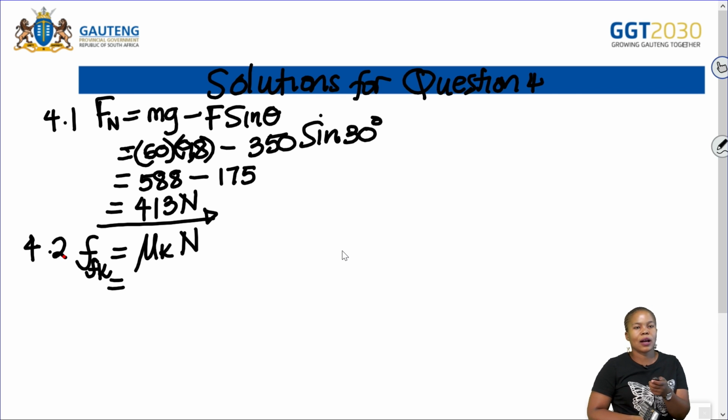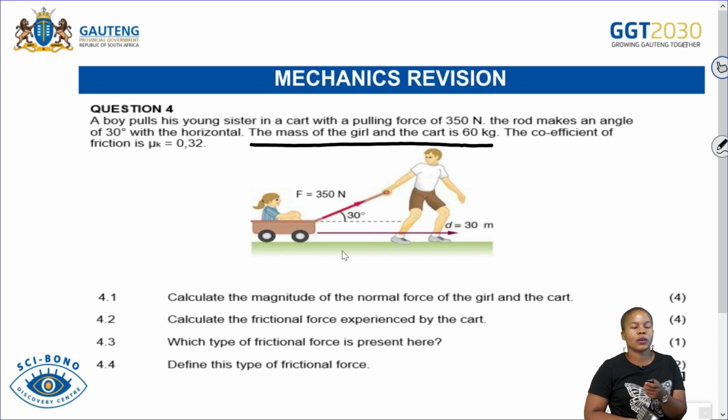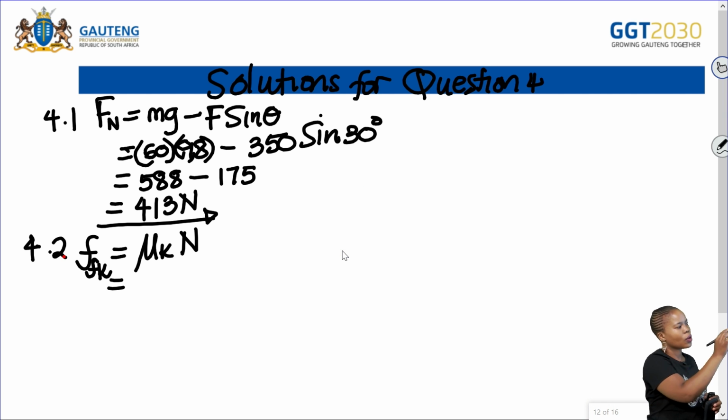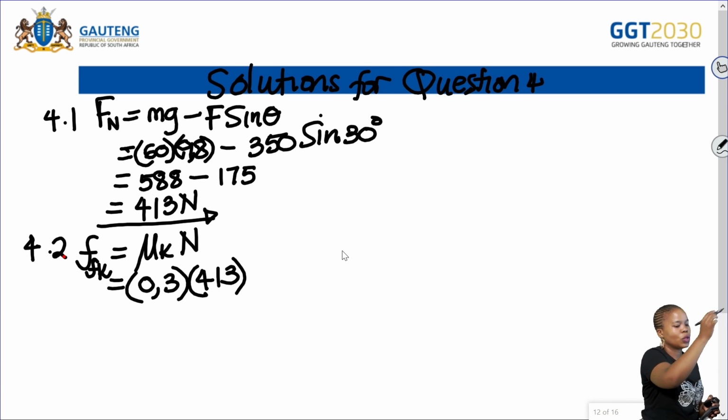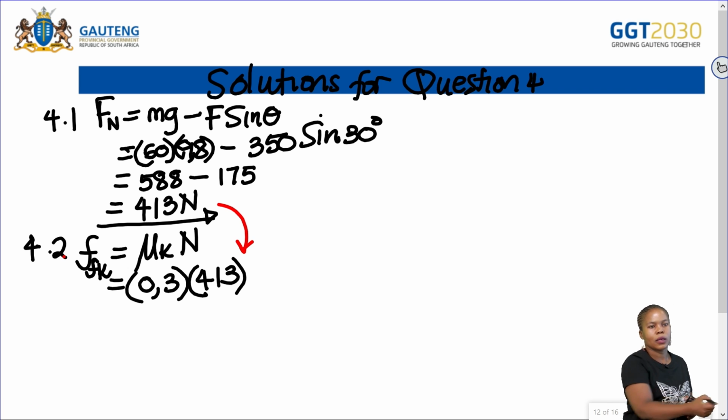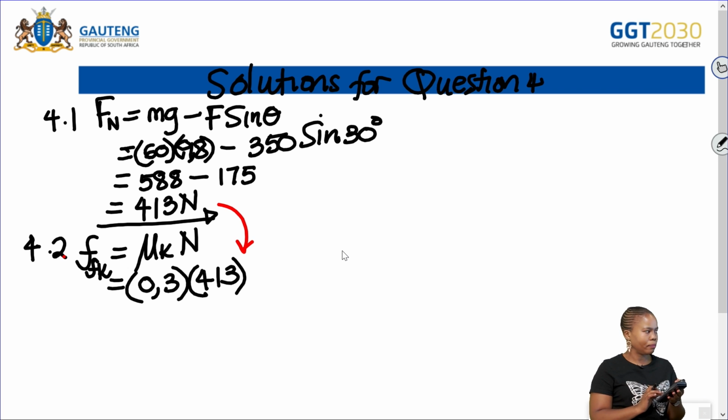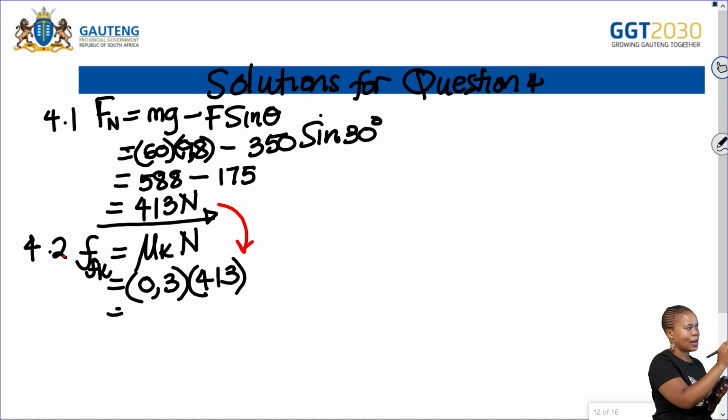So what is the coefficient that we are given? We are given a coefficient of 0.32. So you get 0.32 multiplied by 413 newtons, which is the normal force that you've calculated here. 0.32 multiplied by 413 is going to give you 123.9 newtons.